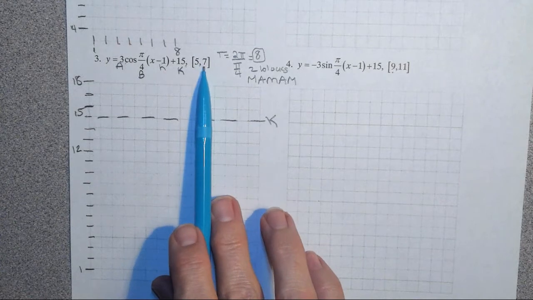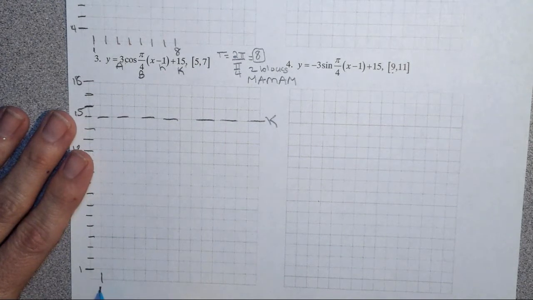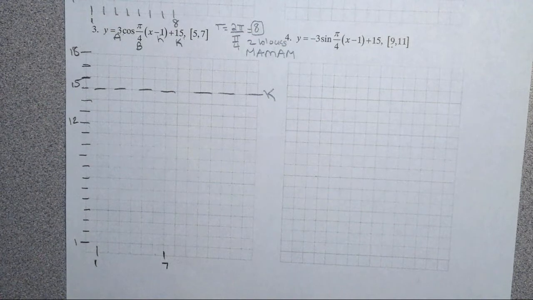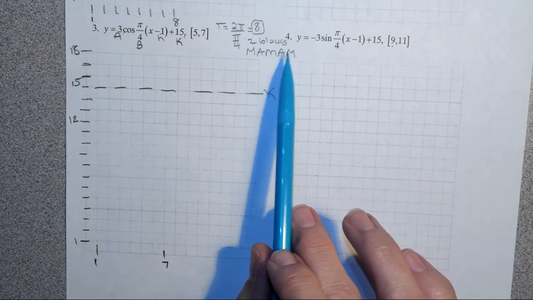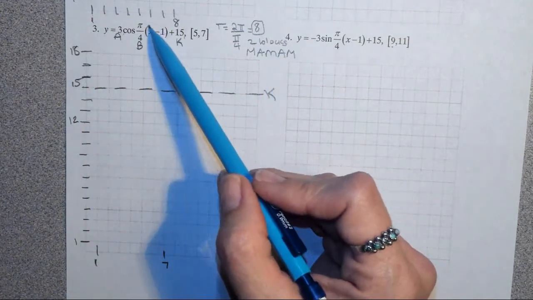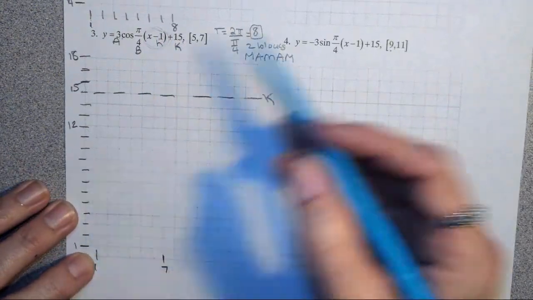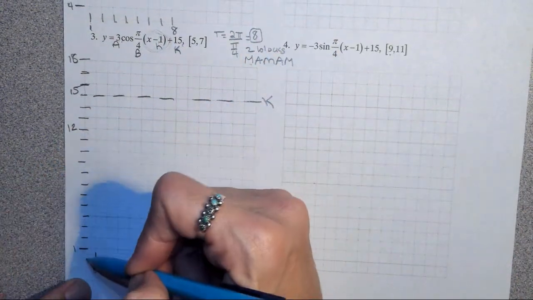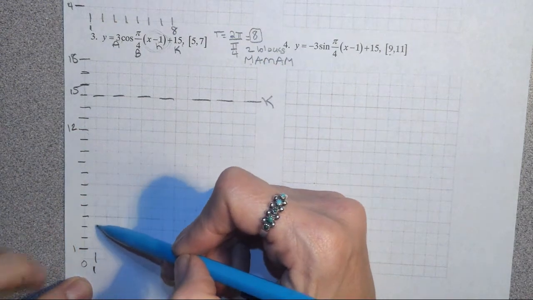I know that I have to get out to 7. So 1, 2, 3, 4, 5, 6, 7. All right, so remember we're going to move every 2 blocks: maximum, axis, minimum, axis, maximum. But this time, instead of starting on the y-axis, it tells me I have to shift 1 to the right. So my first point, my first maximum, is not going to be on the 0 like it was earlier. It's going to be on the 1.